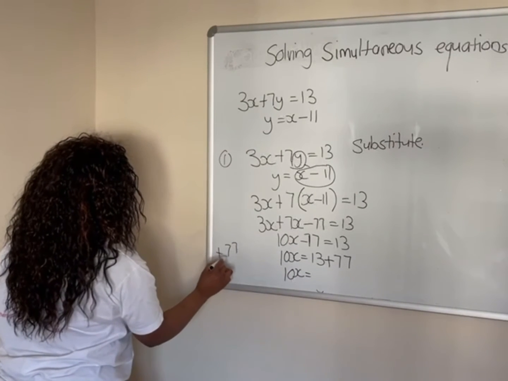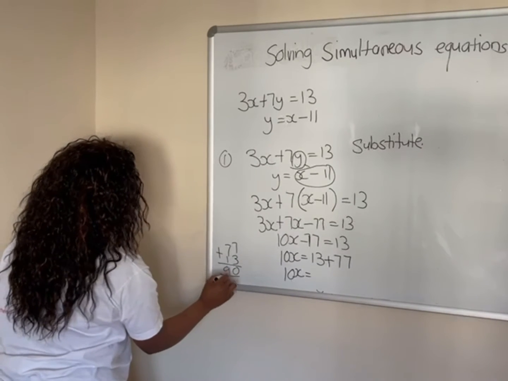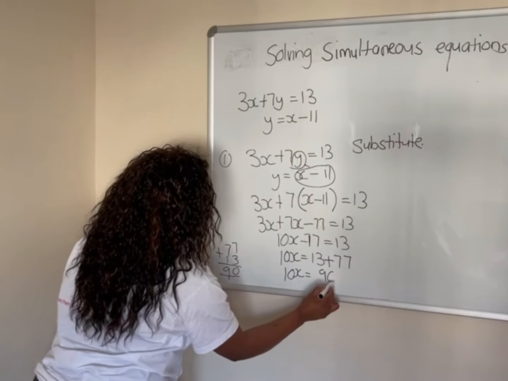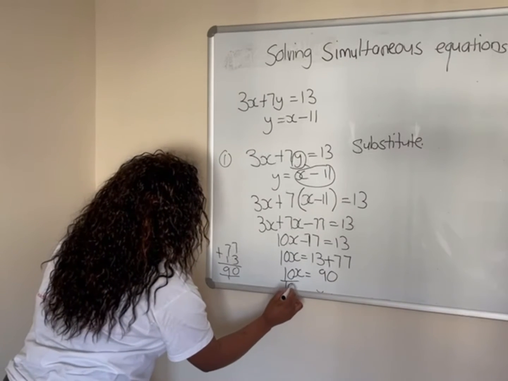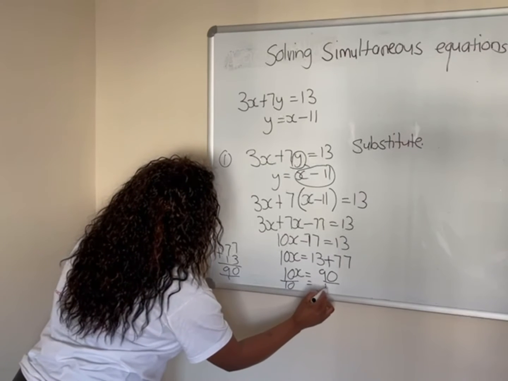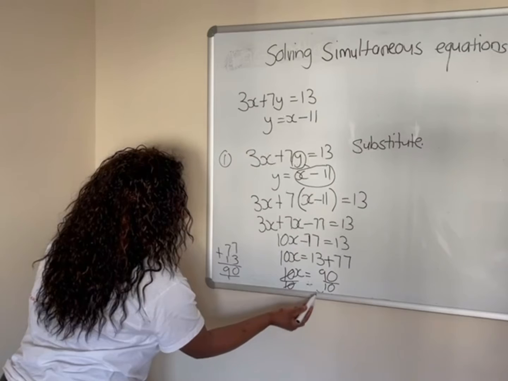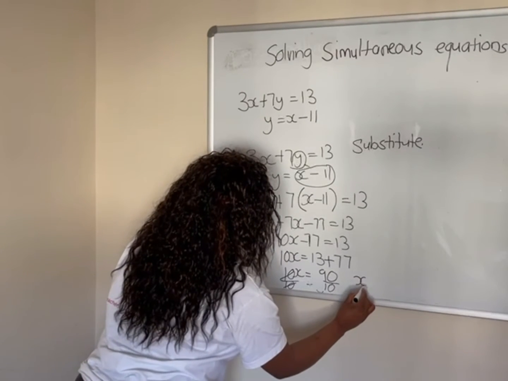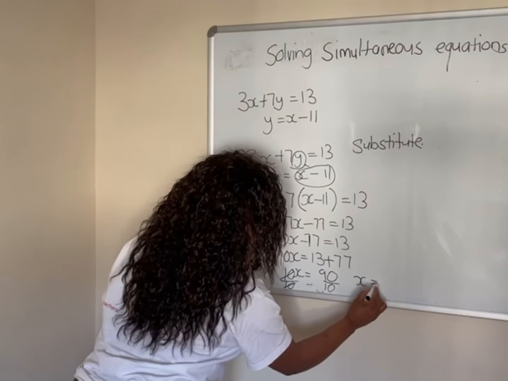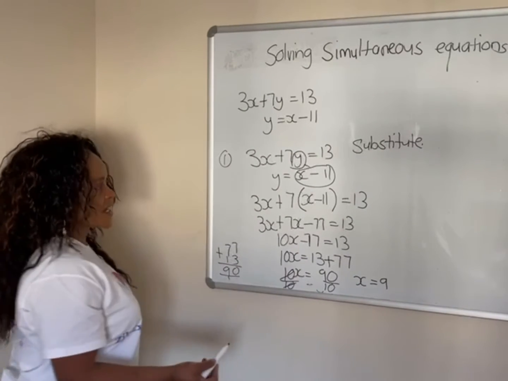On the side, you can add them: 13 plus 77, that will be 10, carry 1, 8, 9, so that will be 90. So 10x equals 90. Remember, we divide both sides by 10. Divide that by 10, divide that by 10 as well. So this 10 is going to cancel that. Then 10 into 90 goes 9 times, which means the value of x will be 9.